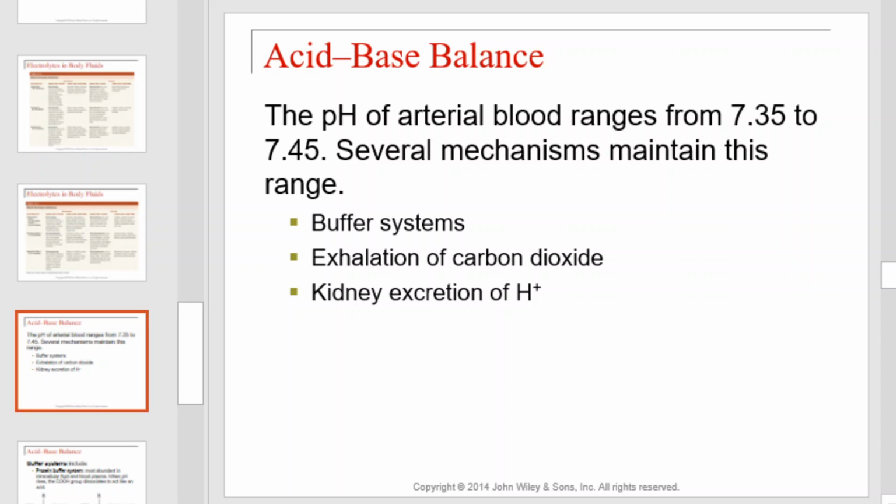Acid-base balance. The pH of arterial blood ranges from 7.35 to 7.45. Several mechanisms maintain this range: buffer systems, exhalation of carbon dioxide, and kidney excretion of hydrogen ion.